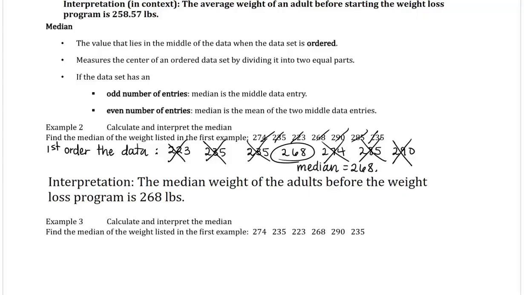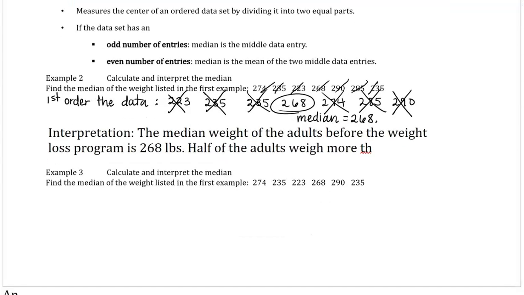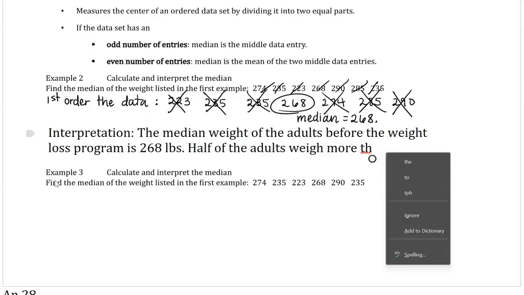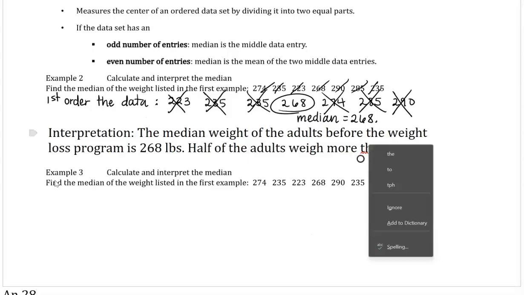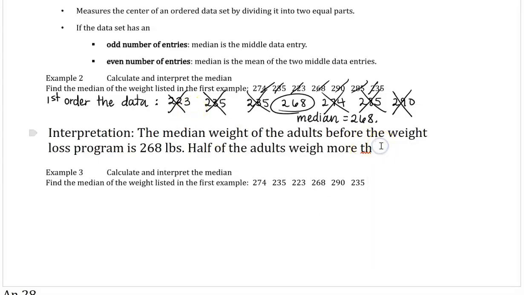I'm going to interpret the median. What does the median mean? So that means that half of the adults weigh more than 268. I lost my typing. Weigh more than 268 pounds, and half of the adults weigh less than 268 pounds.